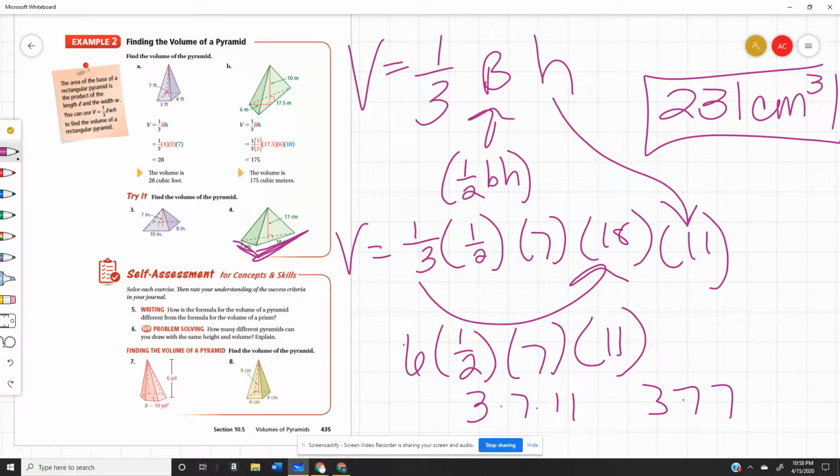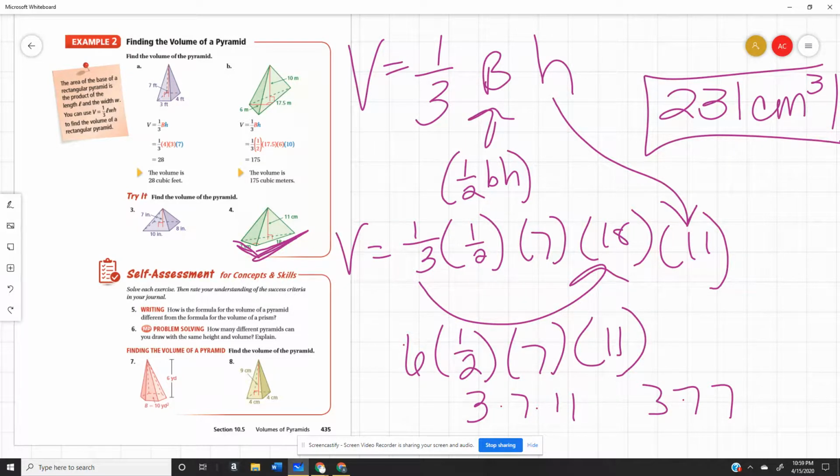And then I got 6 times 1/2 because 1/3 of 18 is 6. 6 times 1/2 is 3. And then I just did 3 times 7 times 11. And I could have done those in any order. I could have done 3 times 11, which is 33, and then done that times 7. I could have done 3 times 7, which is 21, and then done 21 times 11. That order doesn't matter. Okay?